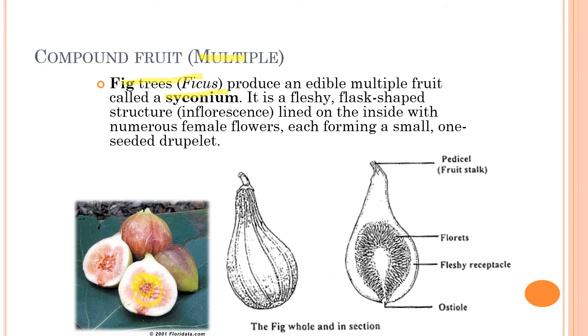It is a fleshy, flask-shaped structure, lined on the inside with numerous female flowers, each forming a small one-seeded drupelet. So even with this, you can feel it when you taste the fig. It has a little bit of stone. So actually it is just like the others, it is also a drupelet, but it is a multiple fruit.